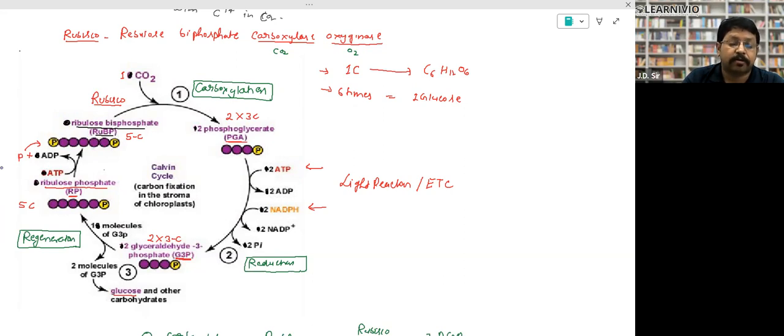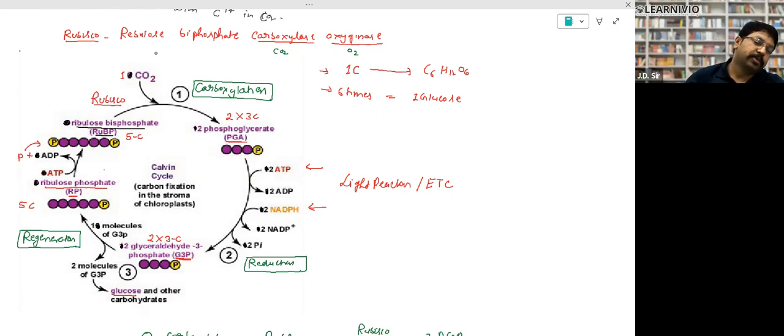Rubisco is the most abundant enzyme or protein. Make a star. Rubisco is the most abundant enzyme or protein on the earth. The only enzyme which is found in the maximum amount in this world. If I ask which enzyme is present in the maximum amount in this world, then your answer will be Rubisco. And this is a protein compound. So Rubisco is the most abundant protein on the earth, right?